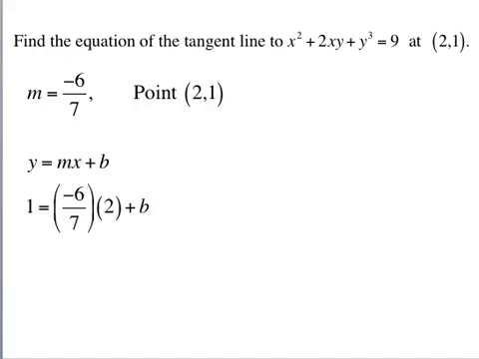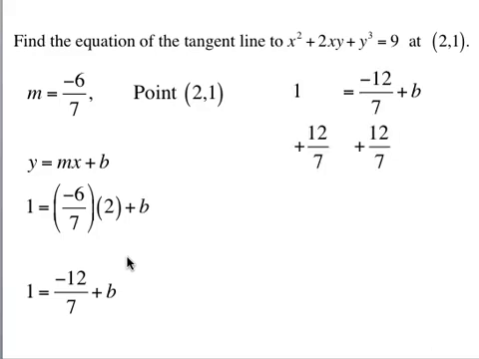Using y equals mx plus b, plugging in 1 for y, negative 6/7 for m, 2 for x, plus b. So we get 1 equals negative 6/7 times 2 plus b. That would be 1 equals negative 12/7 plus b. Adding 12/7 to both sides, 12/7 plus 1 would equal b. 1 is 7/7 plus 12/7 would be 19/7. 19/7 is b. And m is negative 6/7.